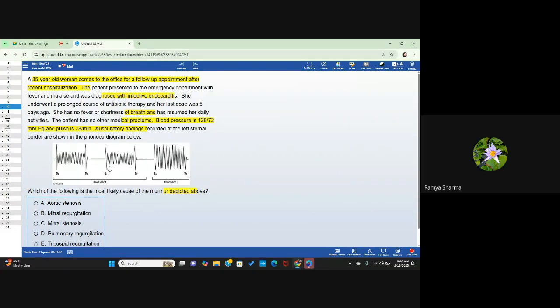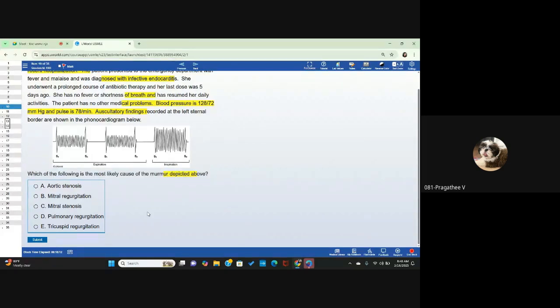Tricuspid regurgitation because the murmur is increasing on inspiration. Okay, very good. And anybody else? It would be the tricuspid regurgitation because it is occurring at the left sternal border, like you said. So yes, it's a holosystolic murmur. So again, tricuspid regurgitation. And right-sided murmurs increase during inspiration.